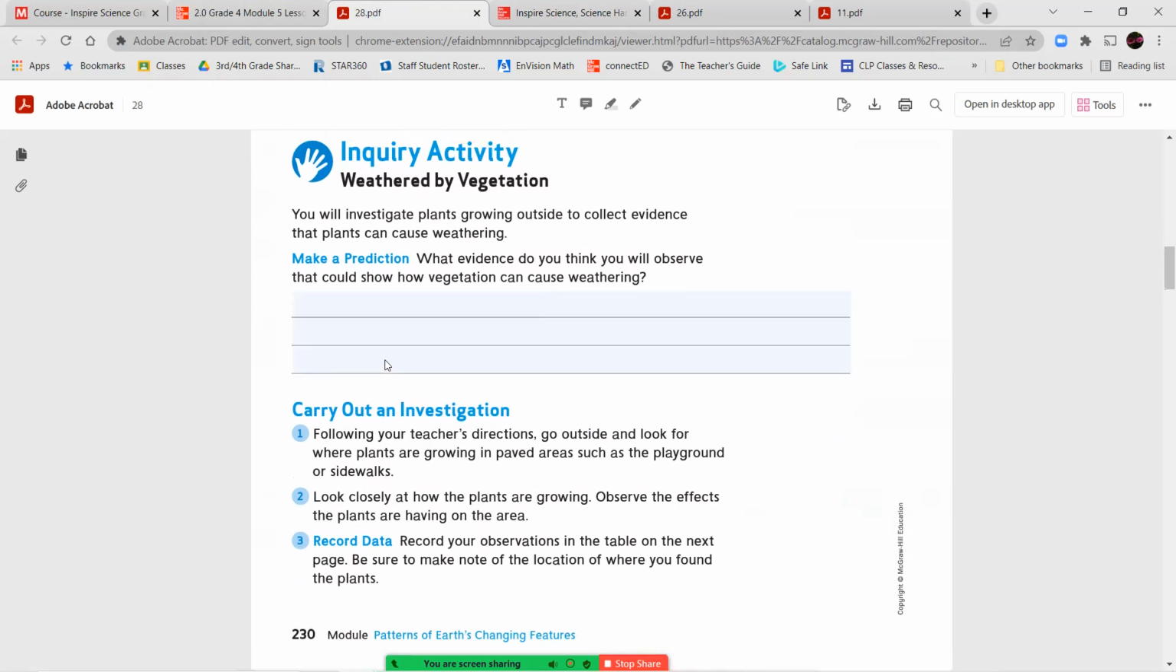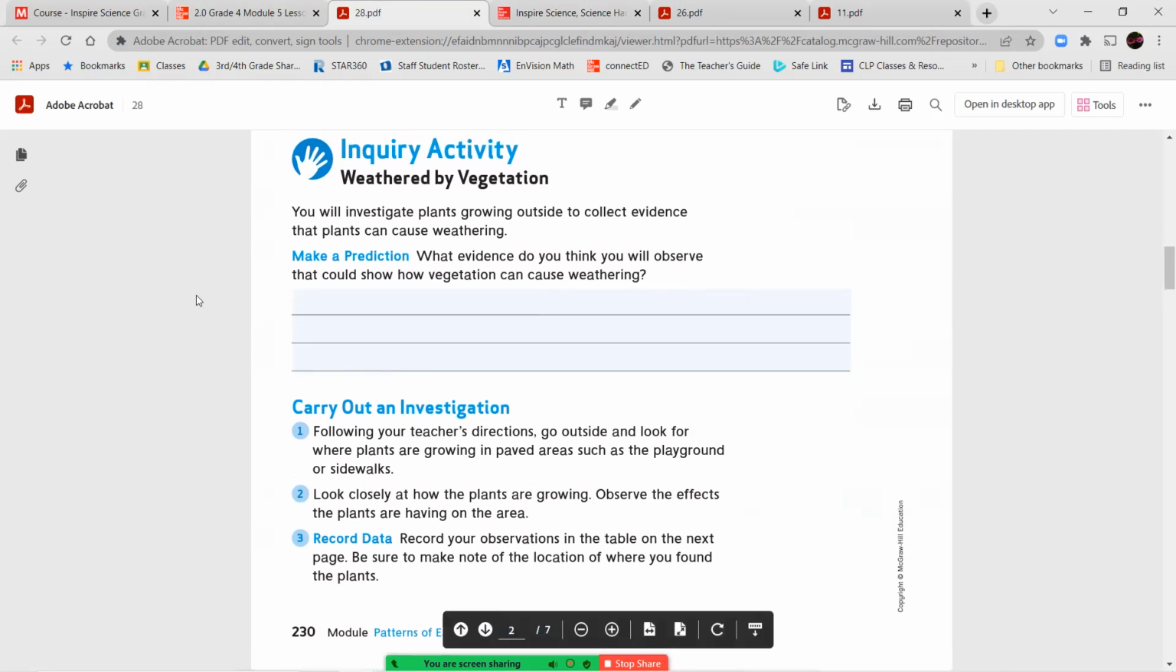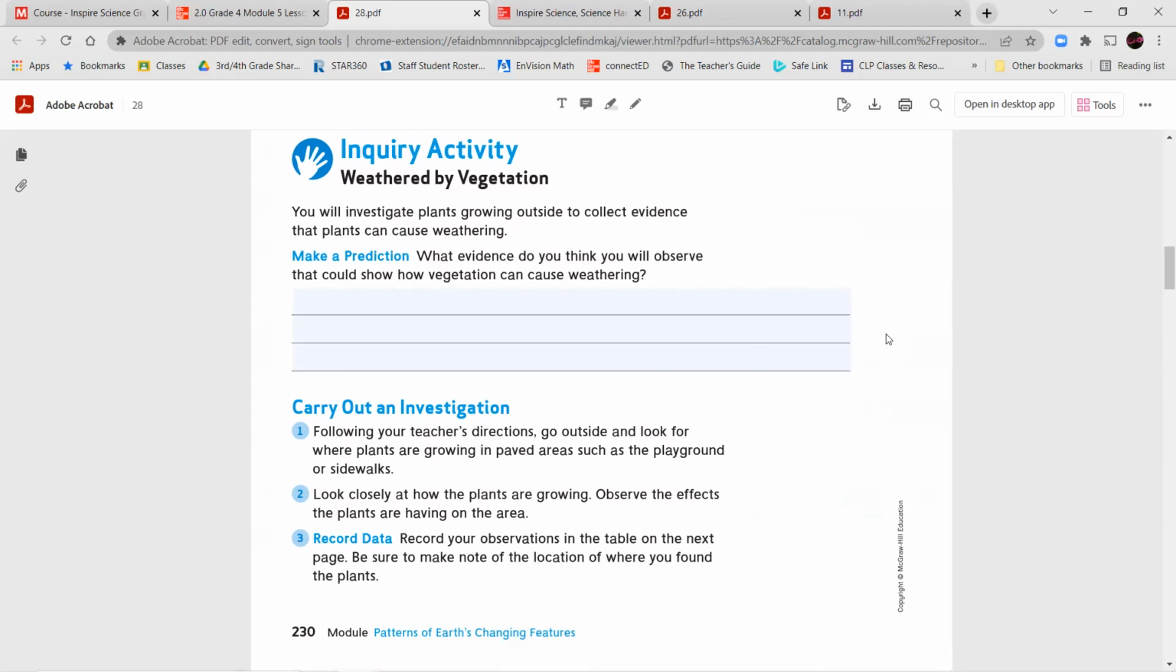Now for the next section, our inquiry activity, it says weathered by vegetation. You'll investigate plants growing outside to collect evidence that plants can cause weathering. What evidence do you think you will observe that you can show how vegetation can cause weathering? So list your ideas over here. Then we're going to go ahead and head outside. You can do this from home or you can do this in the classroom. Anywhere you are, you can do this activity.